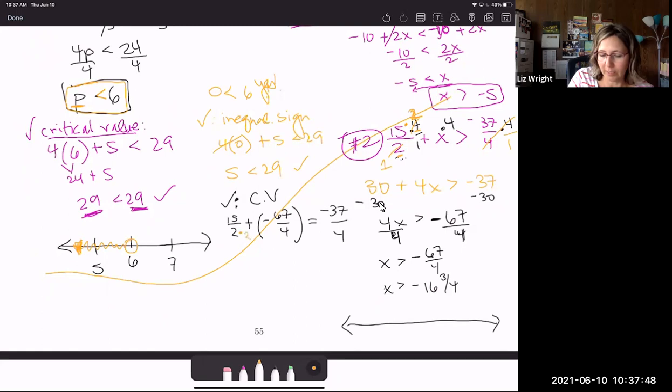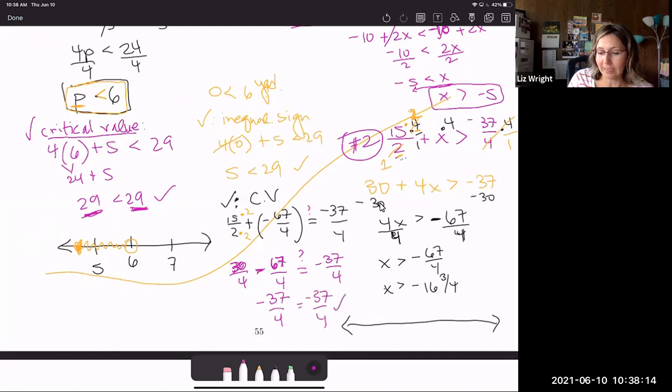All right, I'm going to get a common denominator. So I'm going to multiply this by 2 and this by 2. Then I'm going to get 30/4 minus 67/4. Does that give me negative 37/4? And 30 minus 67 absolutely gives me negative 37/4.